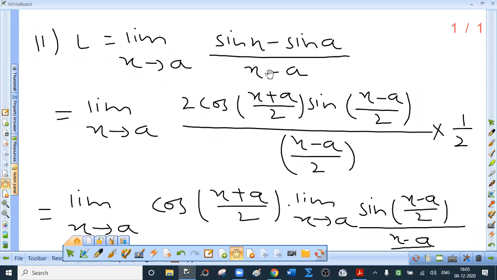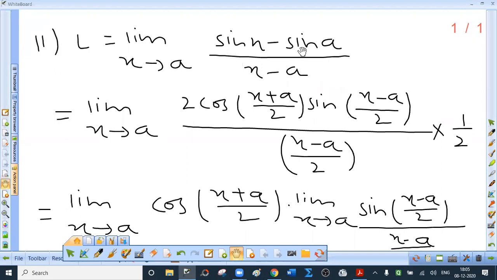I hope you won't say take sin common. And if you do so, then I think you have no right to learn calculus. Some students say, oh, that was a silly mistake. No, it is more than a Himalayan blunder. So please don't do that.